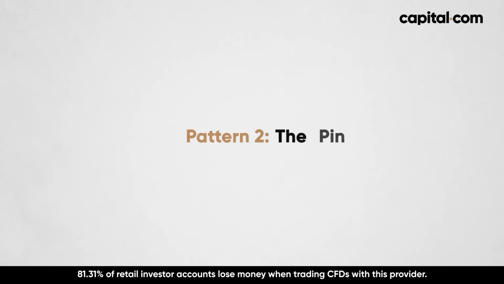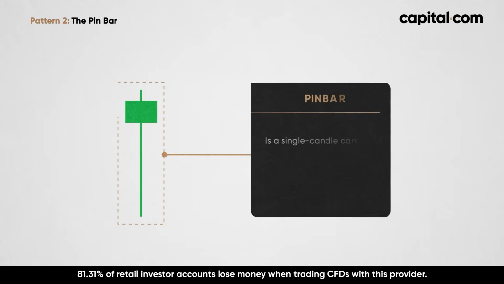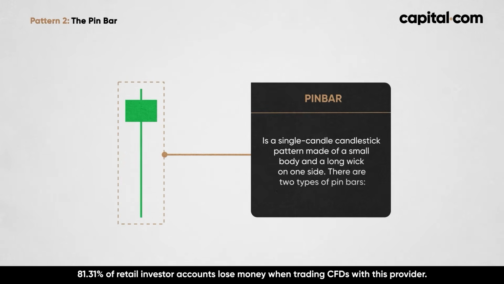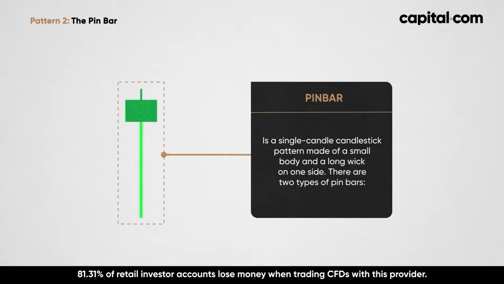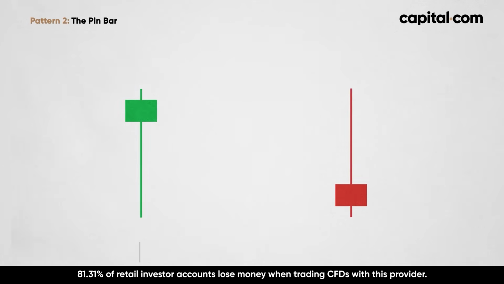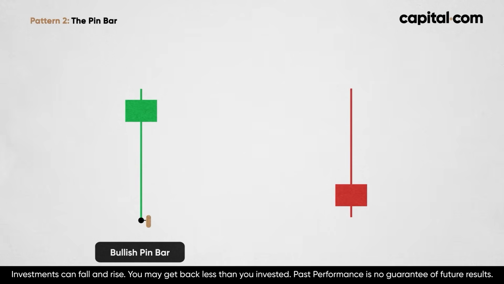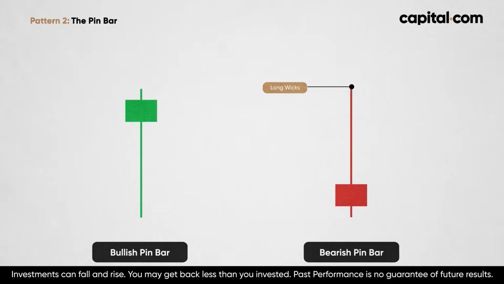Pattern 2. The pin bar. A pin bar is a single candle candlestick pattern made of a small body and a long wick on one side. There are two types of pin bars. A bullish pin bar, which is a green candle with a long wick at the bottom. A bearish pin bar, which is a red candle with a long wick at the top.